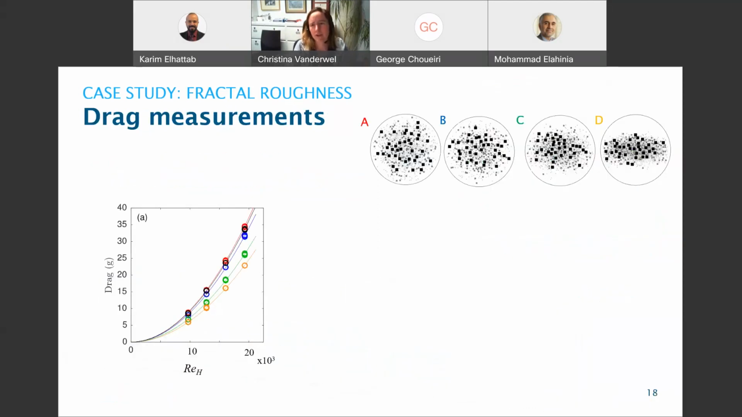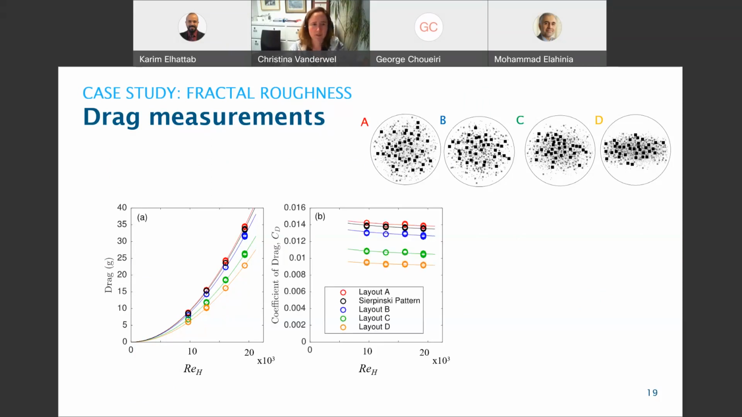These are the drag measurements that we got from the wind tunnel. And I've color-coded them. So we have red is A, blue is B, green is C, yellow is D, and then black is the Sierpinski carpet arrangement. We can see those measurements here. The drag measurements are in grams by the force meter over the Reynolds number, which I varied by just changing the wind tunnel speed. And this isn't a very nice way of showing this plot, so a better way is by calculating the coefficient of drag.